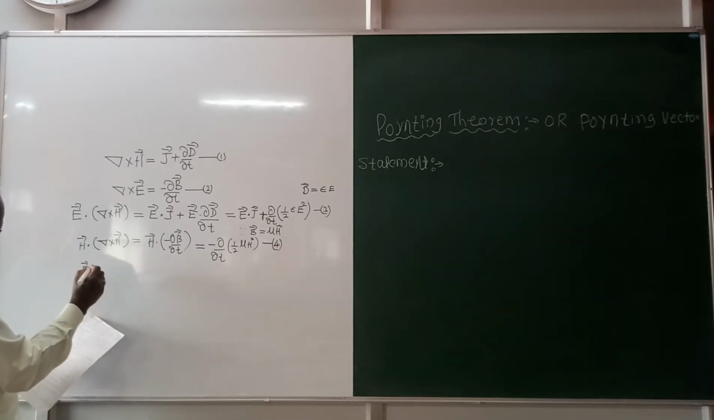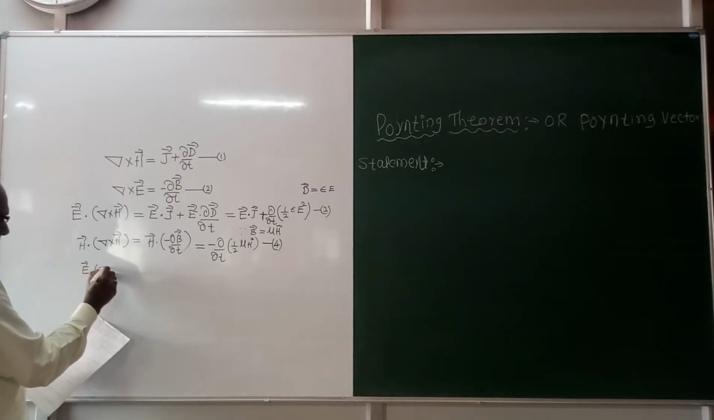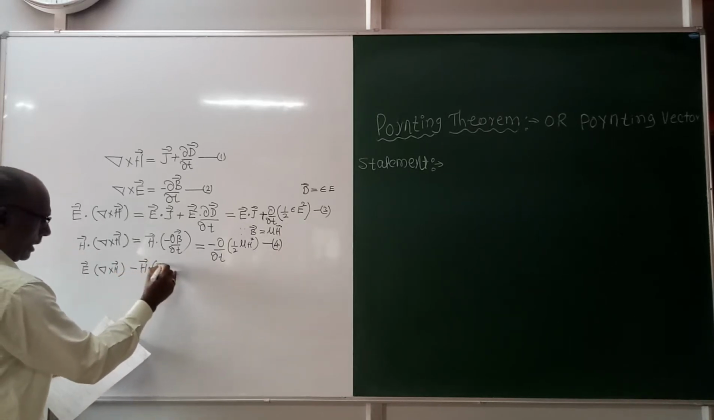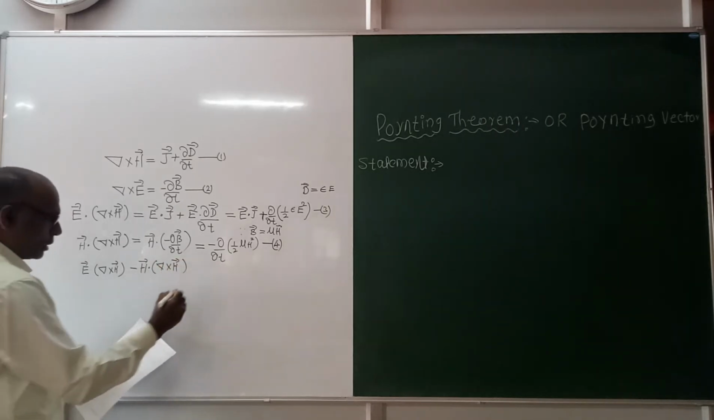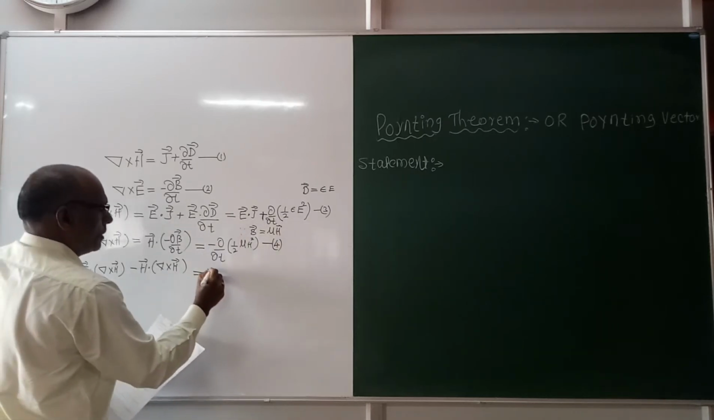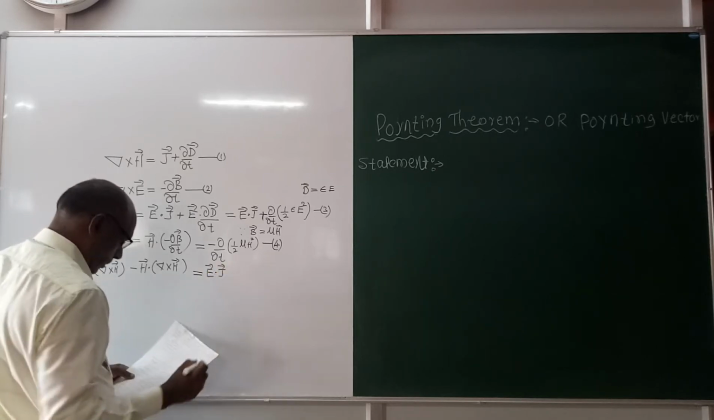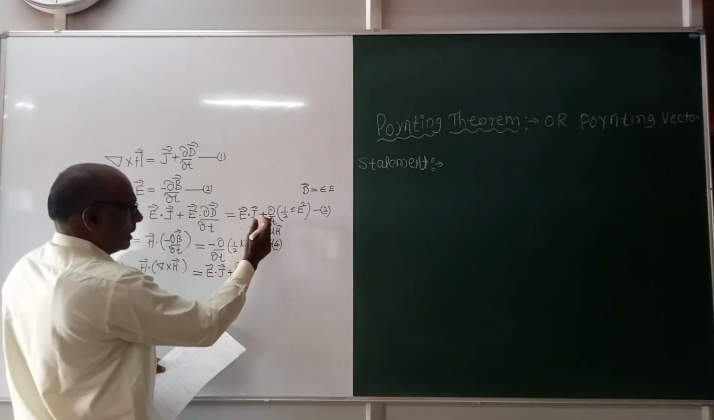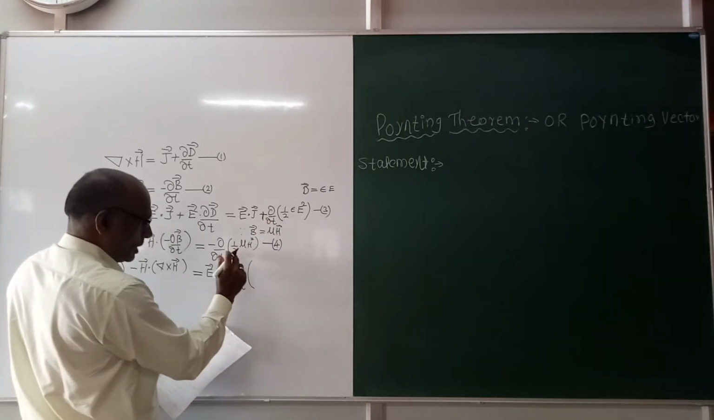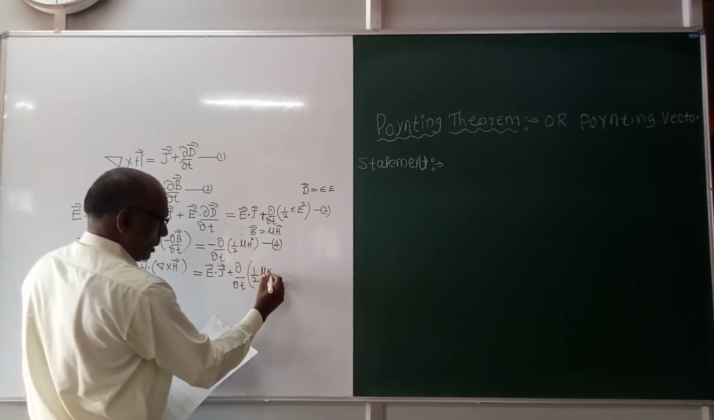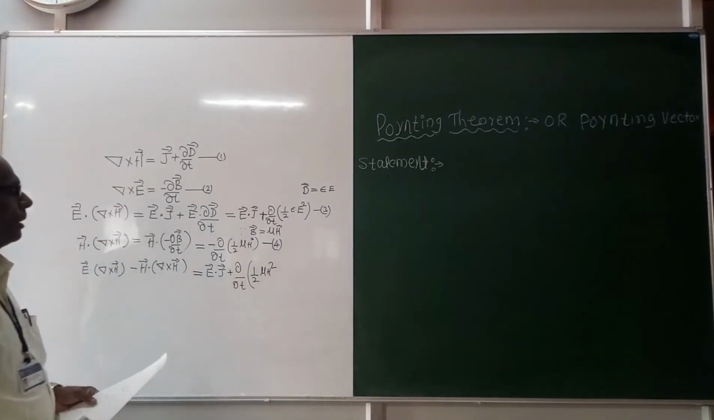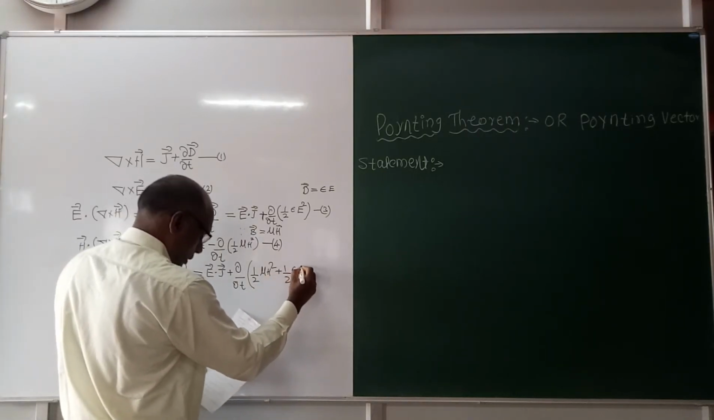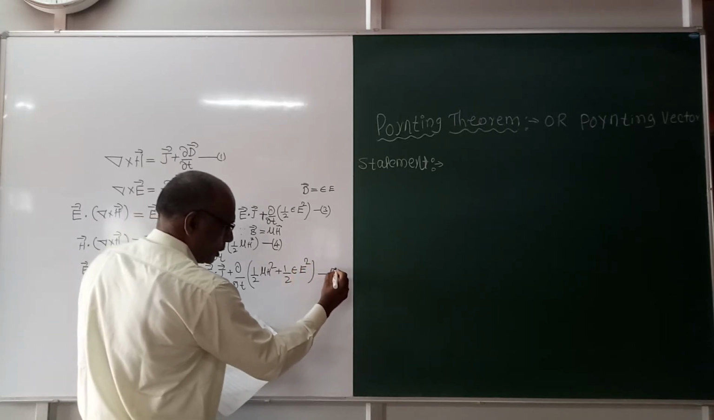E dot del cross H minus this term H dot del cross H, which is equal to E dot J plus dou by dou T. Subtracting, here I'll write in brackets the first quantity, because it is plus half mu H square, and this becomes plus half epsilon naught E square. This is equation number 5.